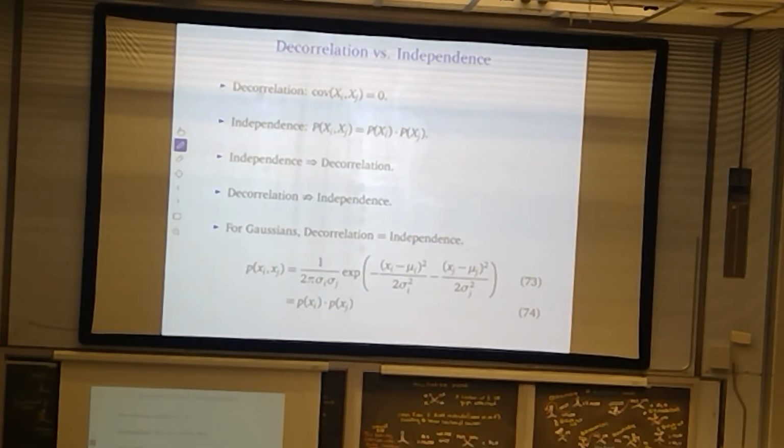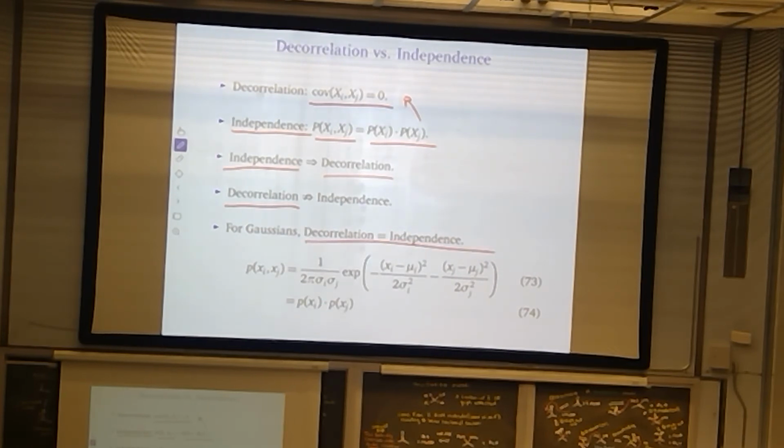I want to explain the distinction between decorrelation and independence. Decorrelation just means that the covariance between two variables is 0. Independence is a much stronger assumption. It says the joint probability is a product of individual probabilities. Independence implies decorrelation. If they're independent, the covariance is bound to be 0. You can prove that. But decorrelation does not mean they're independent. Okay? For Gaussians though, because Gaussians are determined by the first two moments only, the mean and variance or covariance, decorrelation is equivalent to independence.